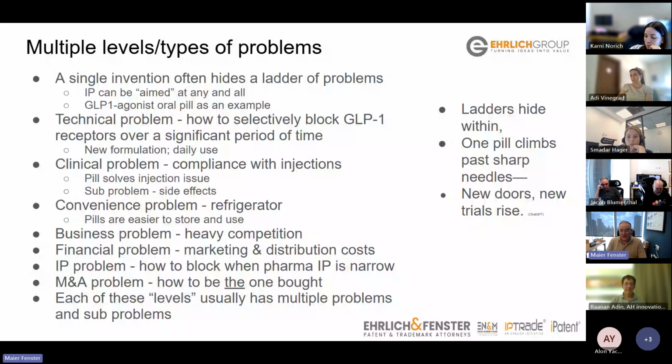And guess what? There's also an IP problem. How broad protection can I get for an oral pill when there are so many different other formulations out there, and I can only get protection for the particular formulations that I give? And there's an M&A problem. How do I make sure this startup is the one that is bought and not some other startup doing something similar? Okay, so we have here multiple levels of problems in one company, in one invention, in one product, and each one of these levels usually has more than just the one problem that I gave here, and each one of them has sub-problems.